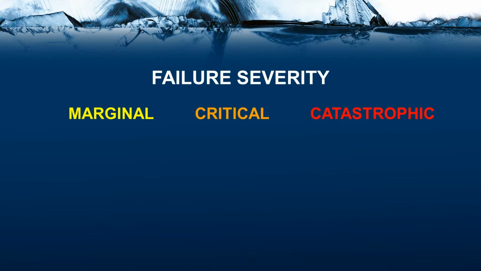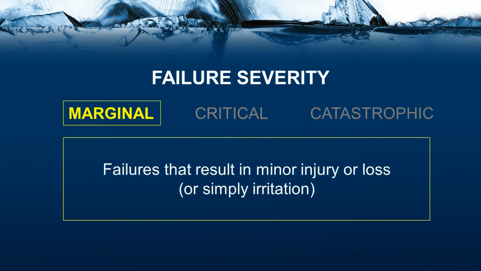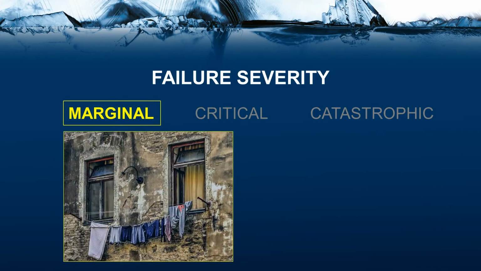Now we'll look into marginal failure severity. This is defined as failures that result in minor injury or loss or simply irritation. There is no loss, there is nothing, but you only get irritated. Look at this picture. Clothes are hanging on a very rusted nail, and if the nail breaks, the cloth will fall on the ground. It may get dirty and you will be irritated. You have to wash it again. So this is a typical example I can show you.